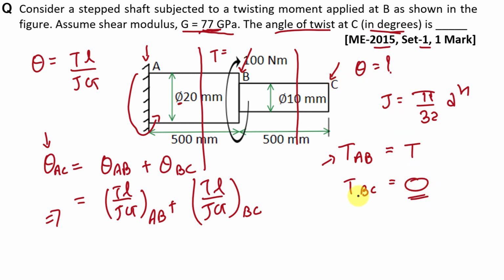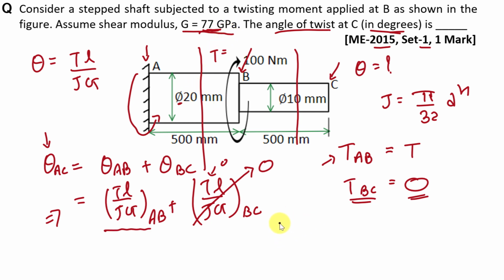And if this T in BC part is 0, then this term will be 0, right? So this total term is 0. So finally we have to get the answer of this term. And we know all the values T, L, J and G. This T is 100 Newton into meter. This length is 500 mm. This J is pi by 32 d raised to 4. And this G is 77 gigapascal.